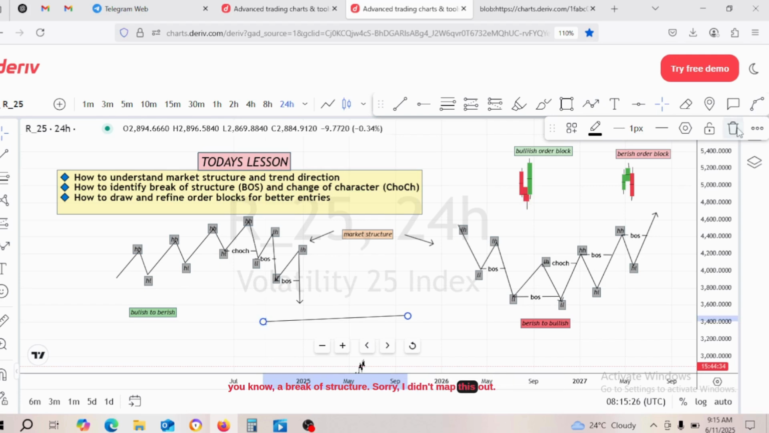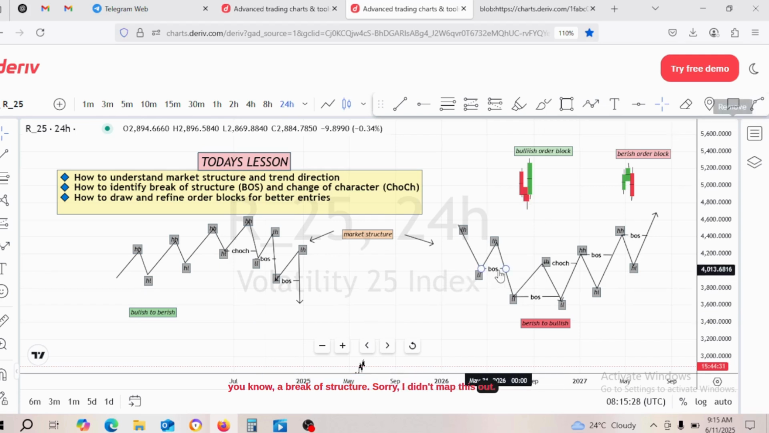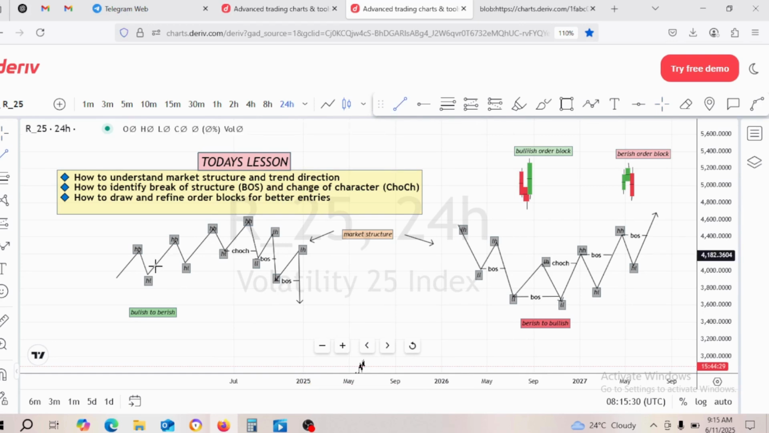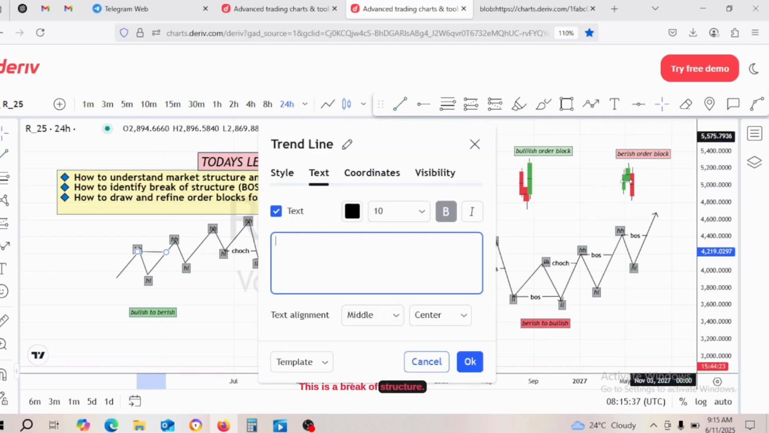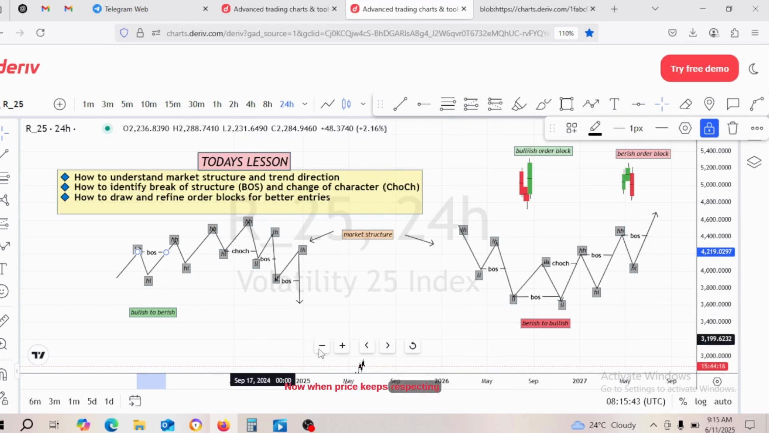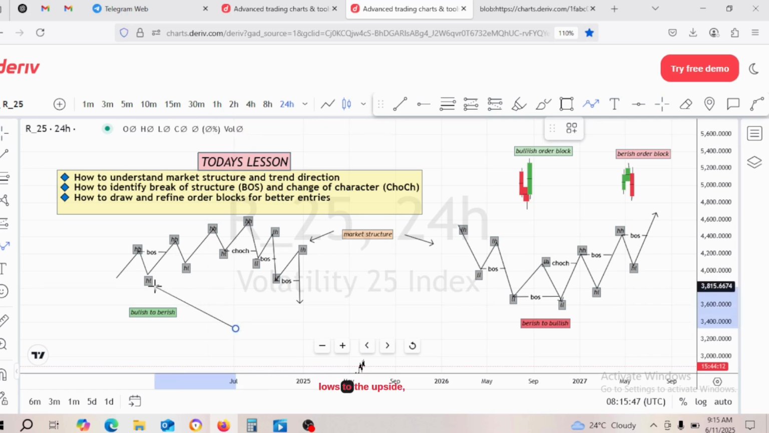Now this is a typical example of a break of structure. Sorry, I didn't map this out. Now something like this. This is a break of structure. BOS. This is a break of structure, guys. Now when price keeps respecting the lows to the upside, giving us a break of structure, it tells us that the trend is continuing, the buyers are still holding the trend.